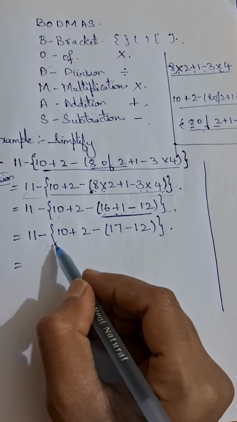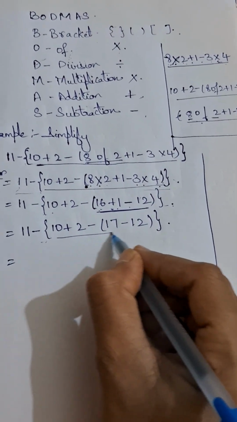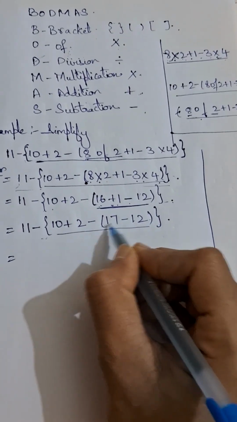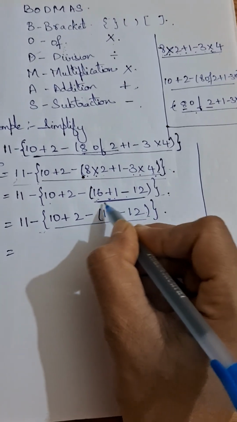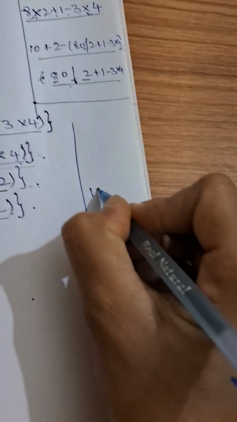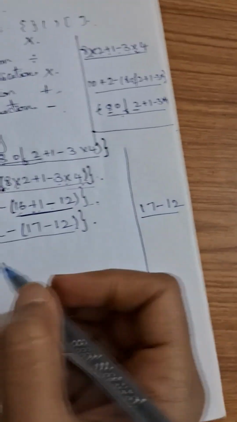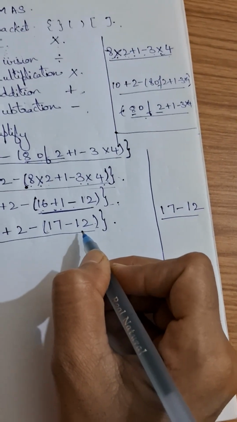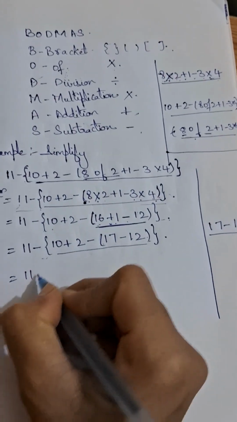First you have to solve again flower bracket. Again inside the flower bracket you have again parenthesis brackets also. So first you have to solve this parenthesis term, and inside the parenthesis you have only two terms, which is 17 and minus 12. So first you have to solve this one. So 17 minus 12 will become our 5. So remaining terms will be same.